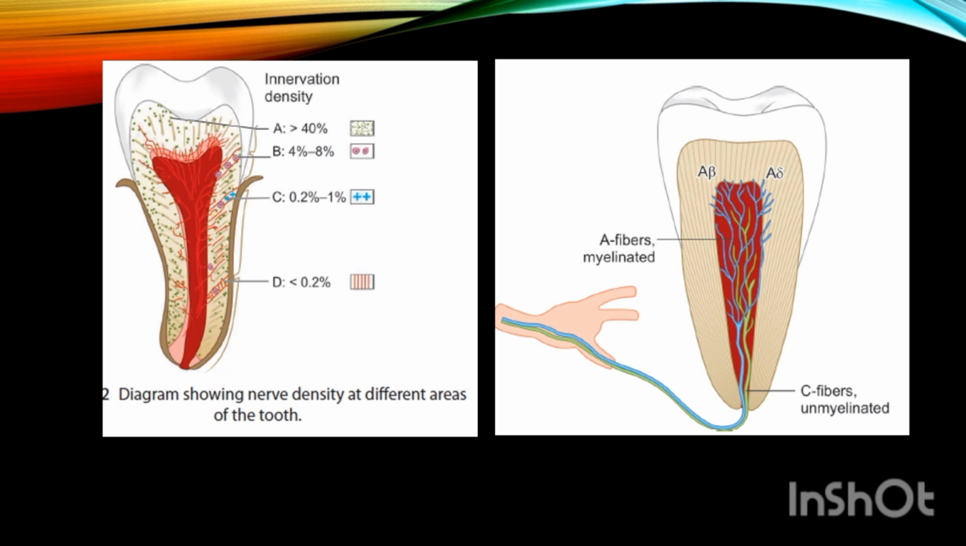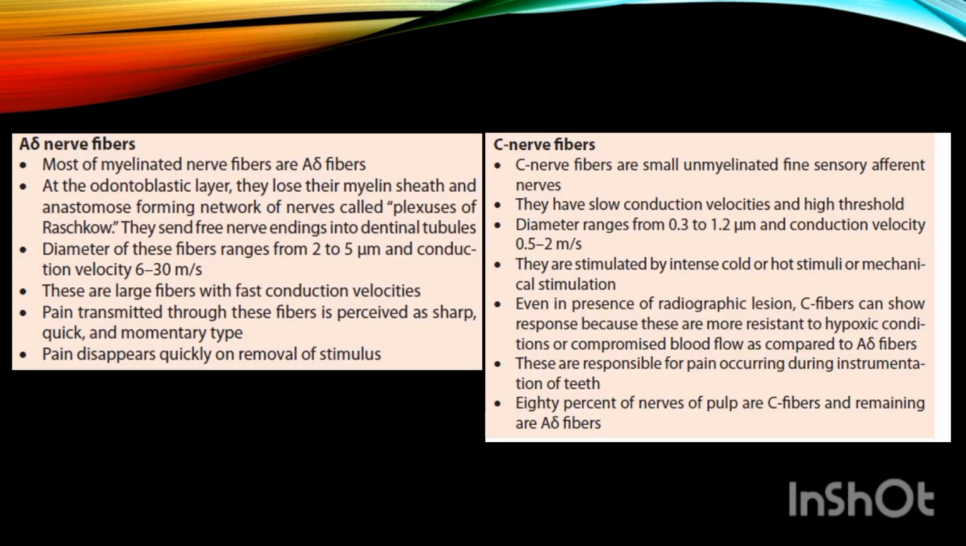Now, the innervation or the density is more towards the coronal aspect of the pulp when compared to the apical aspect, and is majorly supplied by the A fibers. So, A fibers we have two categories, A beta and A delta. So, the A delta is the group of fibers which results in a sharp shooting pain, whereas the C fibers give rise to the slow dull pain. So in this slide, it is the difference between the A delta fibers and the C fibers. So C fibers are the slow conductors, whereas the A delta fibers are the fast conductors of the pain.